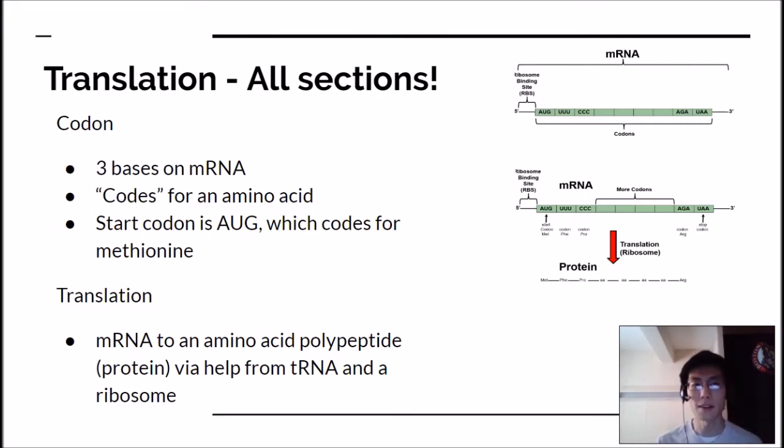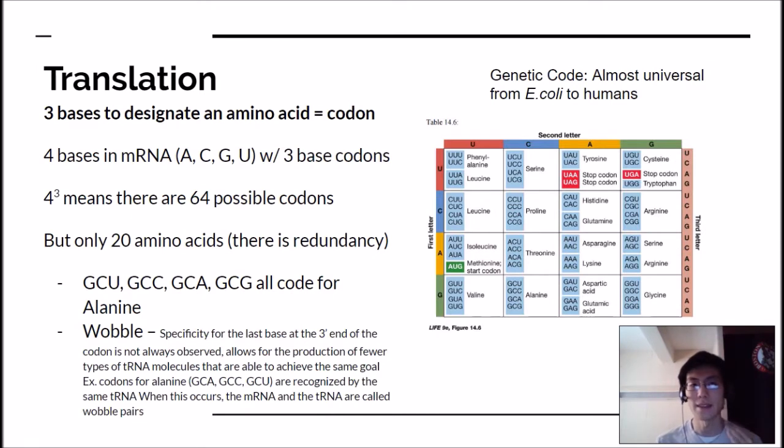But before we move on to that, we have to talk about designations. So again, three bases will designate an amino acid. That's a codon. Now, if you want to do a little bit of mathematics, you'll figure out that there are four bases in mRNA, A, C, G, and U, remember uracil replaces thymine in RNA compared to DNA, and there are three bases per codon, which means that 4 to the third is 64. So there are 64 possible codons, but there are only 20 amino acids.